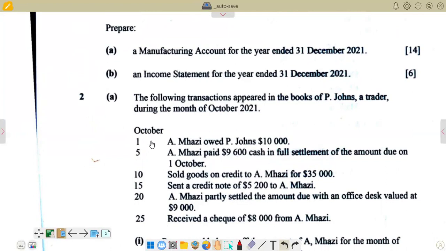Then on 1 October, it reads A. Mazi owes P. Jones. As we are saying, these are the books of P. Jones. If A. Mazi is owing P. Jones, it means P. Jones sold goods to A. Mazi on credit. So A. Mazi is a debtor to P. Jones, and we are going to prepare the account of A. Mazi as a debtor in the books of P. Jones.